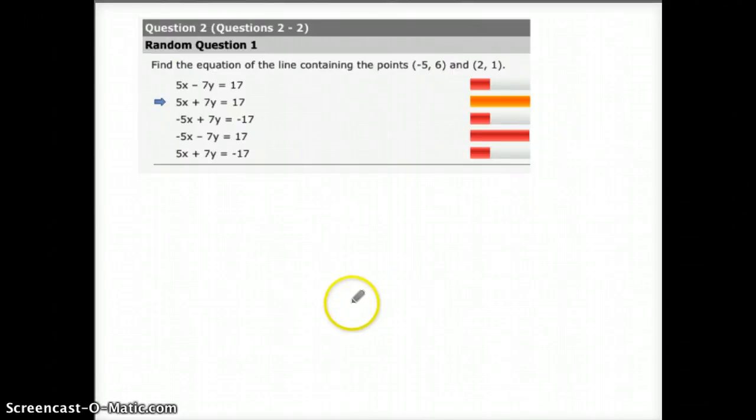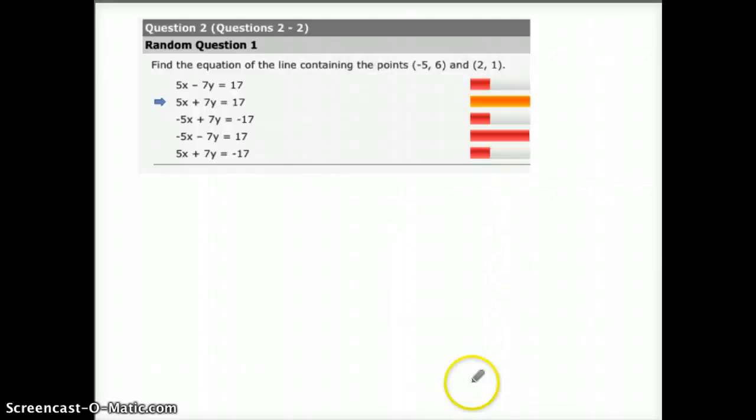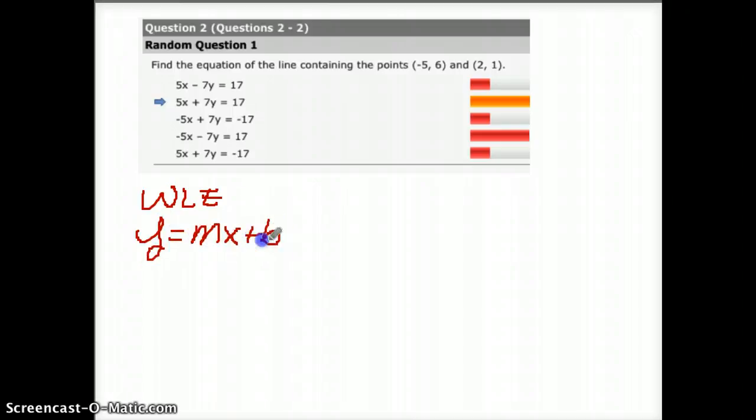Question 2. Find the equation of the line containing the points. Now notice that. So we want an equation. Write a linear equation. Now there are many ways to do this. I'm just going to pick it this way by just way of working the problem. Y equals mx plus b. Well, we got to find the slope first. Slope is fun. It's rise over run.